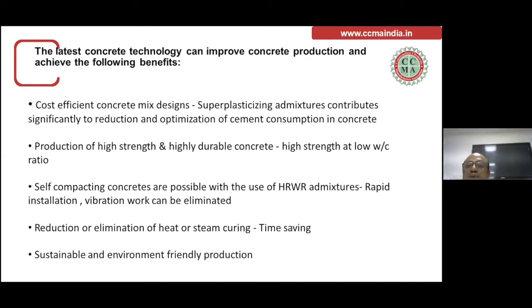Third, self-compacting concrete is also possible with the use of, as I mentioned, high range water reducing admixtures, and rapid installation. So why is self-compacting concrete required? Because there is no need for vibration work.